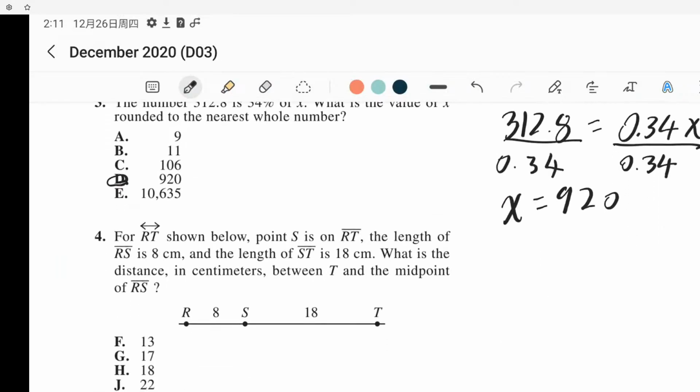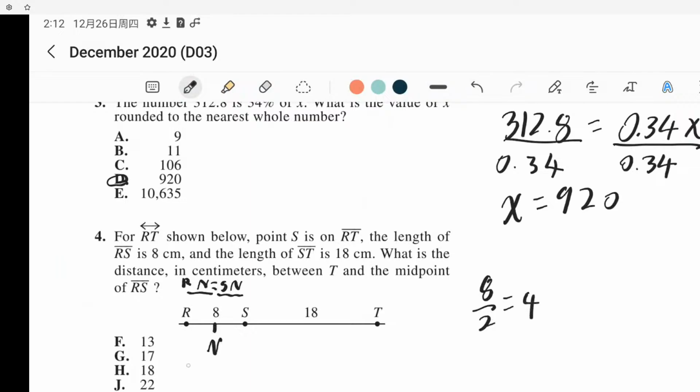Number 4, for RT shown below, point S is on RT, the length of RS is 8 centimeters given. The length of ST is 18 centimeters. What is the distance between T and the midpoint of RS? So for the midpoint of RS, let's label this as point N. What midpoint says is that RN and SN must be equal to each other. Therefore, we can write that as 8 divided by 2, which equals 4.